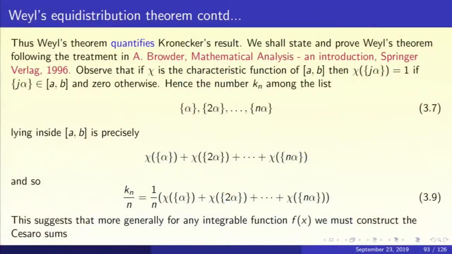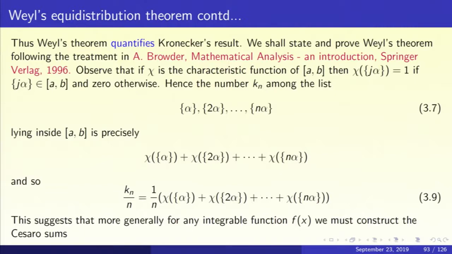So now let us take the characteristic function of the interval (a, b), namely chi of t is 1 if t belongs to (a, b) and 0 if t doesn't belong to (a, b). The usual characteristic function of a set that you encounter in basic mathematics. Then what is the characteristic function of the fractional part of j alpha? That will be 1 if the fractional part of j alpha lies in (a, b), it is 0 otherwise.